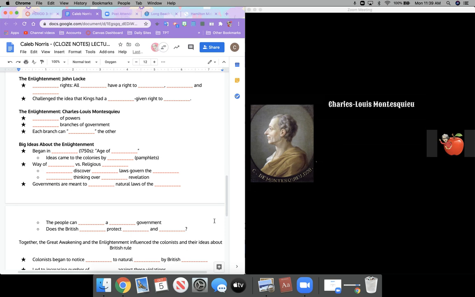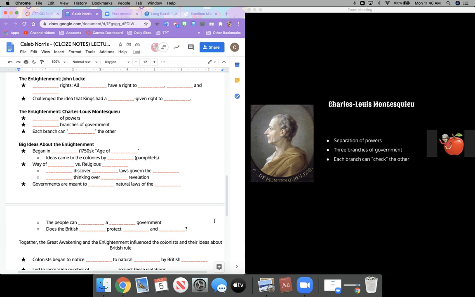Charles Louis Montesquieu, from the early 1700s, introduced the idea of separation of powers. The idea is that government should be separated into three branches. That should sound familiar. And the idea that each branch can check the other one.